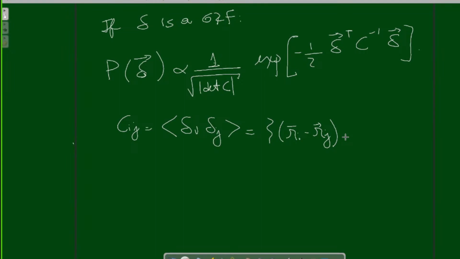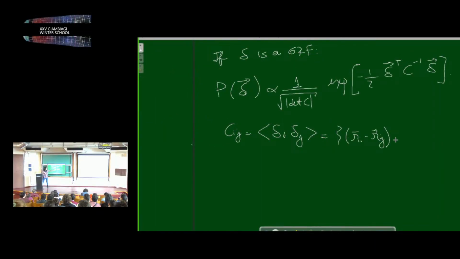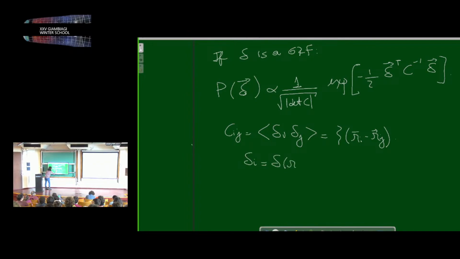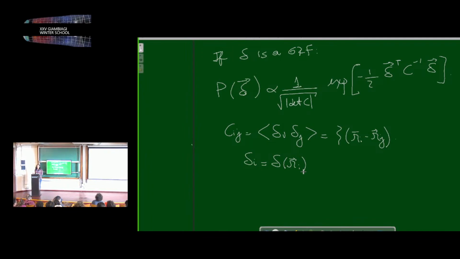Okay, so, yes? R, here? Yeah, this is the position. So when I write delta, I mean delta evaluated at position r_i. It is the position where I'm evaluating.